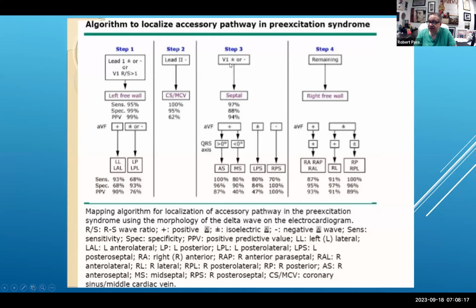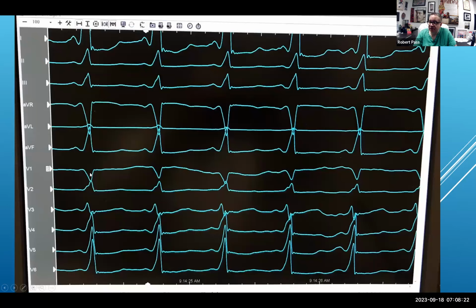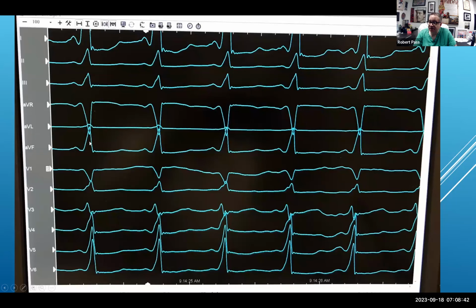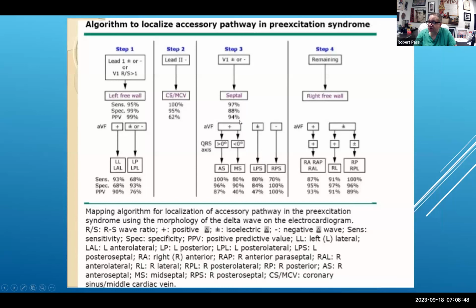So step 3 is V1 isoelectric or negative. I think we would say that the delta wave is probably negative or isoelectric, but it's certainly not positive. So we're going to say yes on that. So that puts it in the septal region. And then we're going to look at lead AVF, whether it's positive, isoelectric, or negative. And in lead AVF, I think we would agree that it is largely positive. And so that puts us in this category.